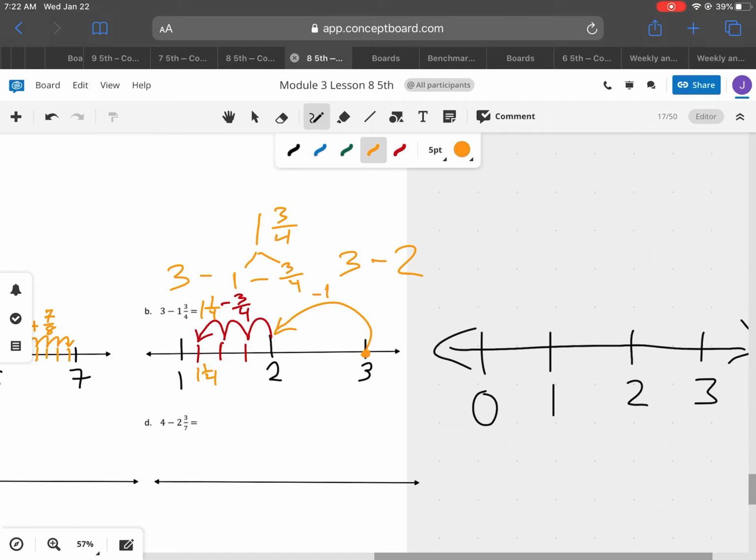Now some of you can see the answer right away. You can go 3 minus 1 is 2, 2 minus 3/4. Okay, some of you can figure that out, and I get that, but we're trying to show it on a number line to cement it in our head how it looks. So again, I'll go ahead and do it here. We're going to minus 1. We're going to break this into fourths. 1, 2, 3. So I'm minusing 3/4. And that is 1 1/4 right there.